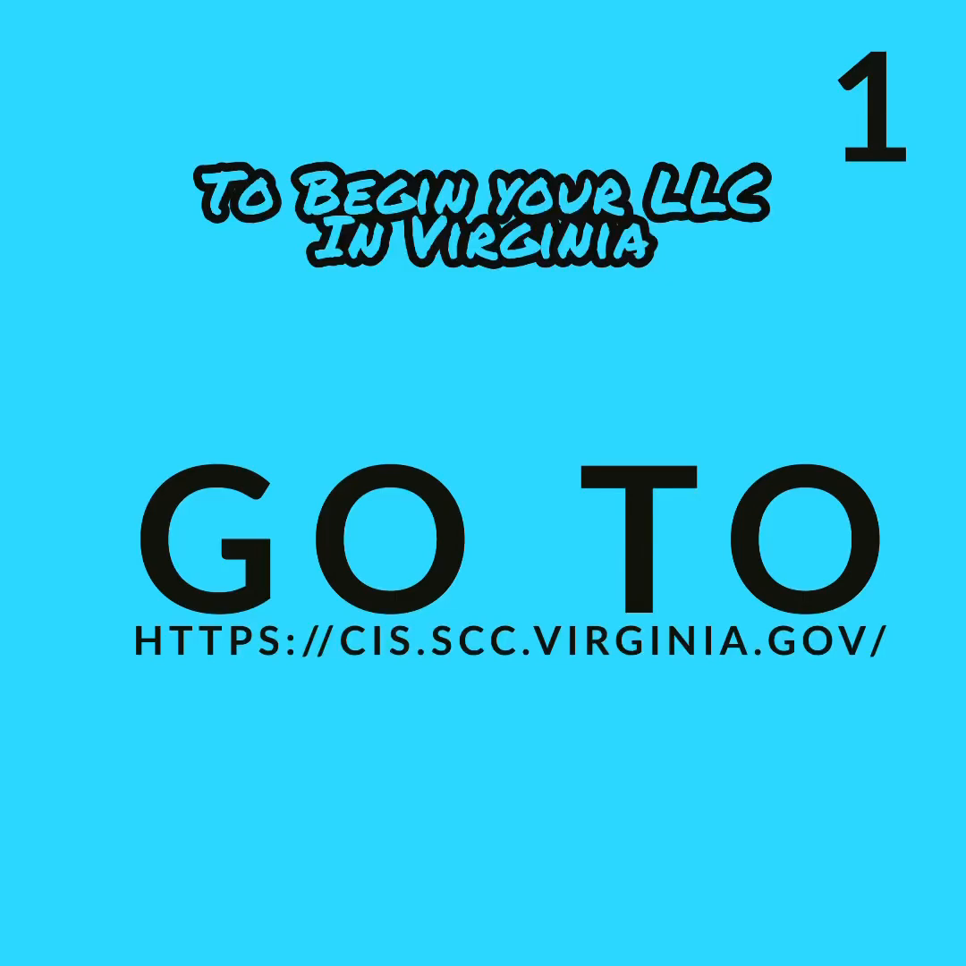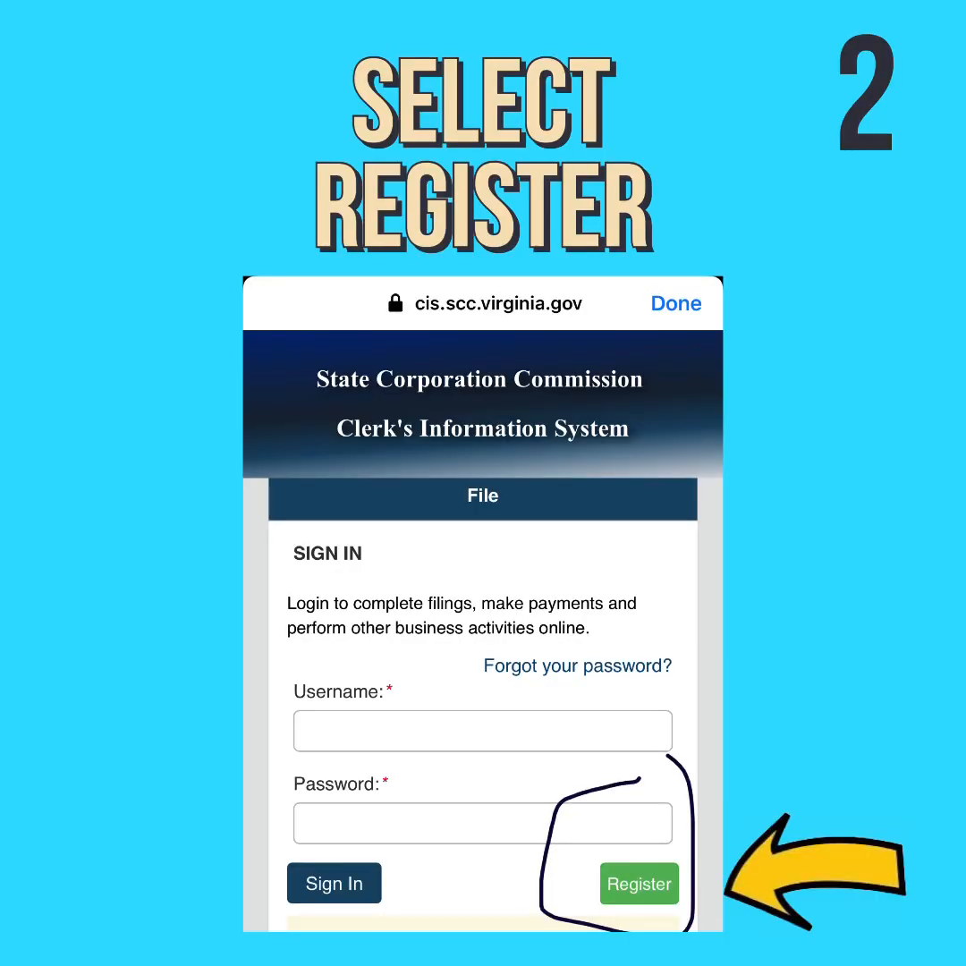To begin your LLC in Virginia, go to https://cis.sec.virginia.gov. This is the website that you want to visit, and it would take you directly to, if you're registering for the state of Virginia, everything you need to begin your business.